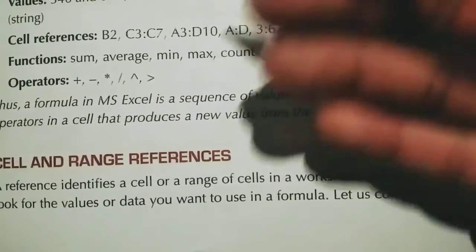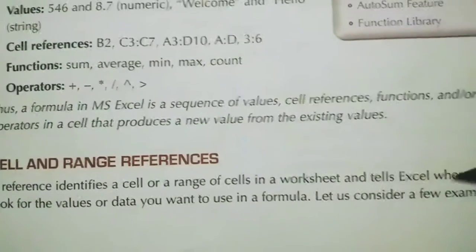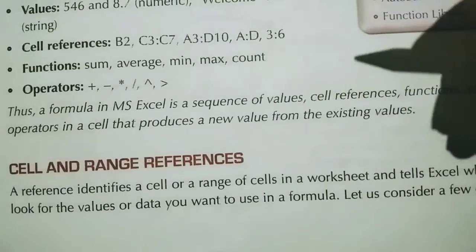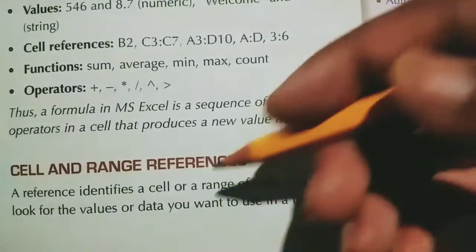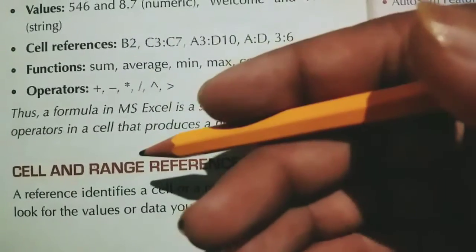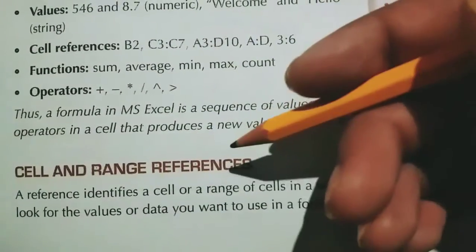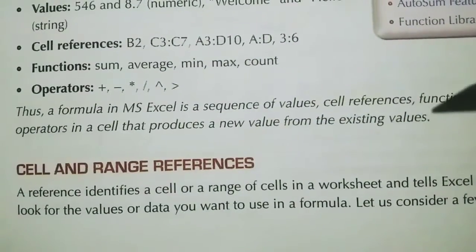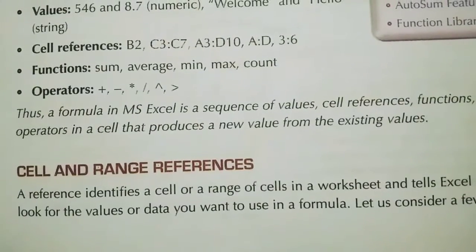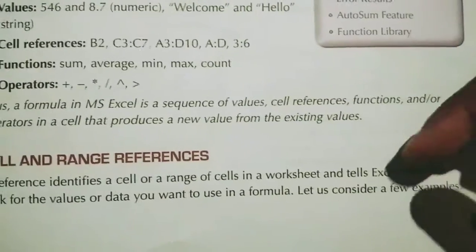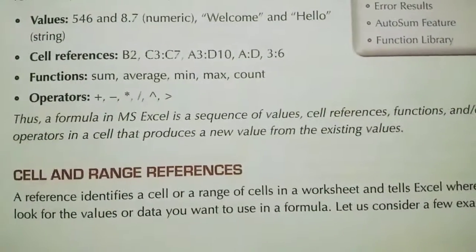Worksheet means the whole page is known as the worksheet, and the reference tells Excel where to look for the values. So it will tell Excel where the data is located. It will give the address of the cell where the data is located and which you want to use in the formula. So the data which you want to use in the formula, where it is located, is given by the cell reference. Understood? So let us consider a few examples. So go to the next page and you can see the example here.